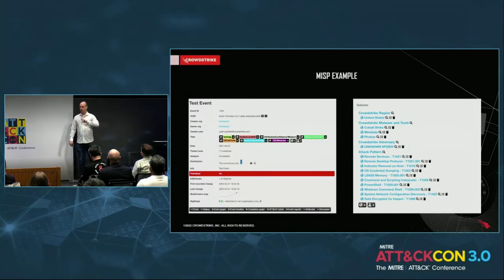We've modified the galaxies a little bit. So we've added specific galaxies for our use case here. So we've got region, sub-region if we see it, malware and tools. So that allows us to tag Cobalt Strike, Mimikatz, the ones that we all love and see all the time. The adversary as well. So if we have a named adversary associated to that activity, we have that as a galaxy.